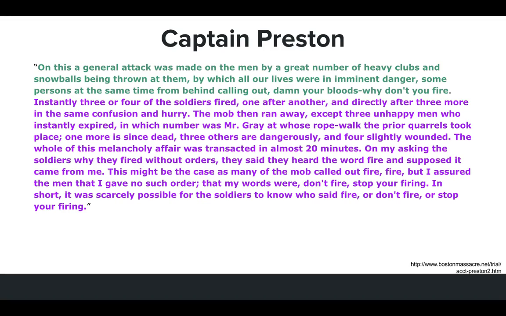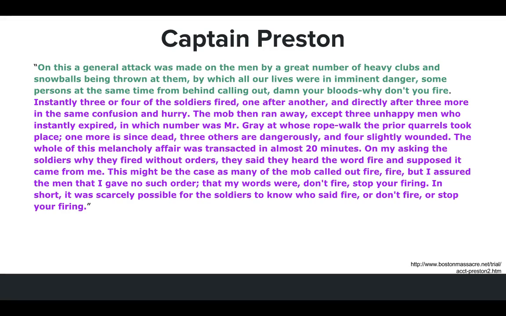Continuing. On this, a general attack was made on the men by a great number of heavy clubs and snowballs being thrown at them, by which all our lives were in imminent danger, some persons at the same time from behind calling out, "Damn your bloods, why don't you fire?" I've highlighted that in green because that is what Gage also says about what's going on at the Boston Massacre. And then Preston adds on to this, including his first-hand account of what ends up taking place.